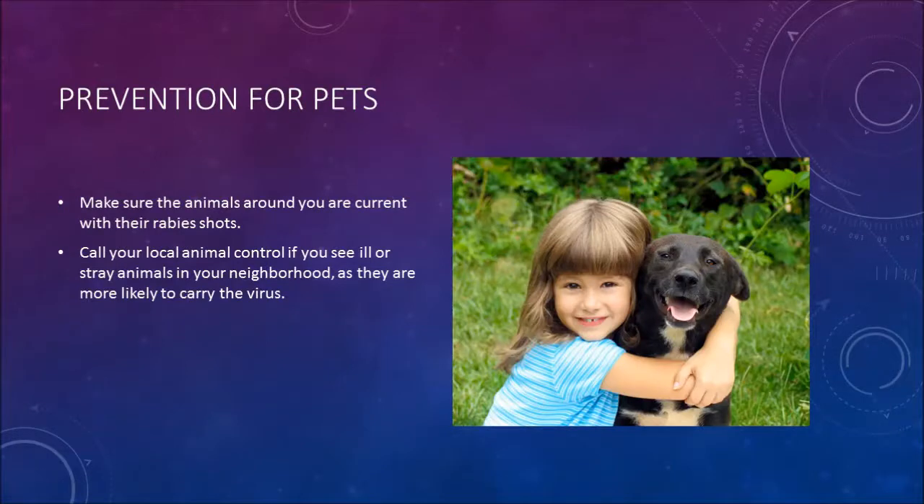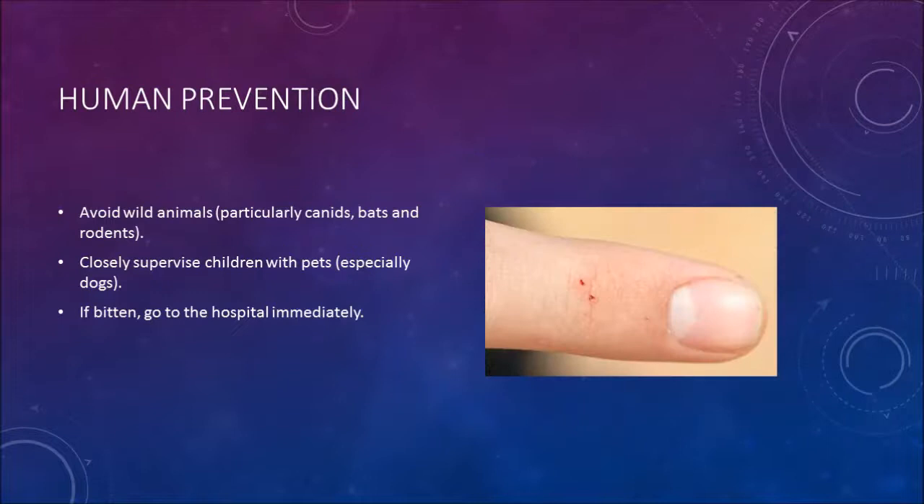Now, prevention for pets is important too. Make sure the animals around you are current with their rabies shots, and call your local animal control if you see ill or stray animals in your neighborhood, as they are more likely to carry the virus. To prevent rabies for yourself, avoid wild animals, particularly canids, bats, and rodents. Always closely supervise children with pets, especially dogs, and if bitten, go to the hospital immediately.